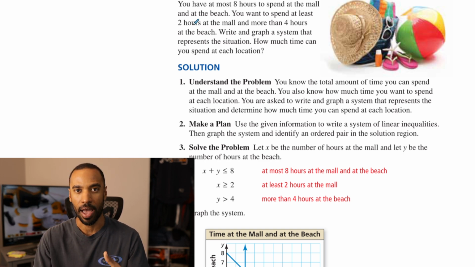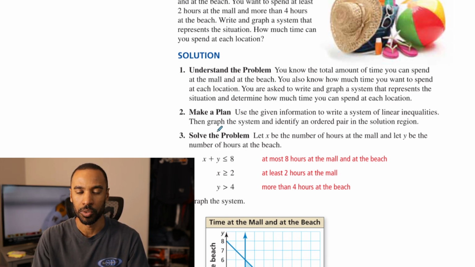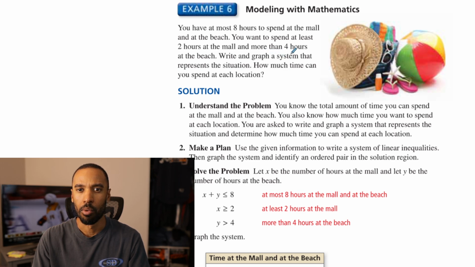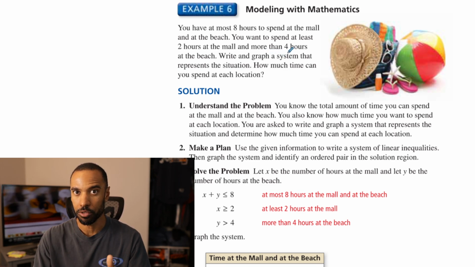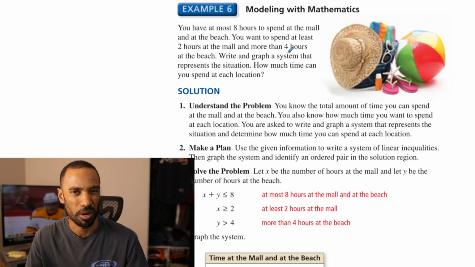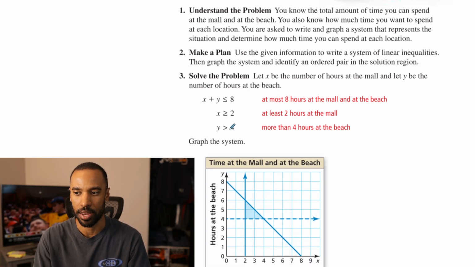You're going to actually graph that. So x is greater than or equal to 2. And then more than 4 hours at the beach. That's not greater than or equal to, but more than, including 4 hours and 1 minute, that kind of thing, right? So y is greater than 4.